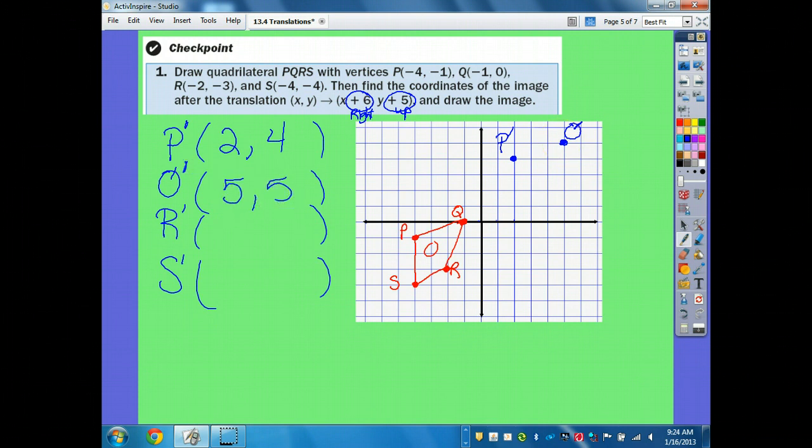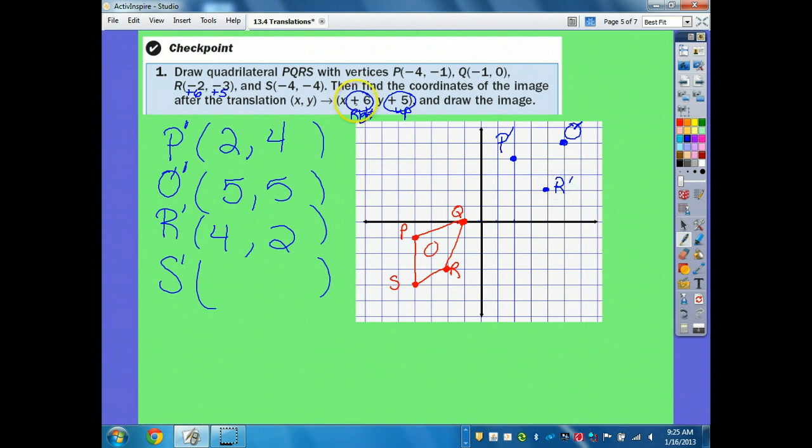Now let's say we did the subtraction. We've got -2 and -3. We have to plus 6 and plus 5. What's a -2 and a positive 6 give me? 4. Positive 4. What's a -3 and a positive 5 give me? Positive 2. So let's go plot the new R at 4 and 2. There's my new R.